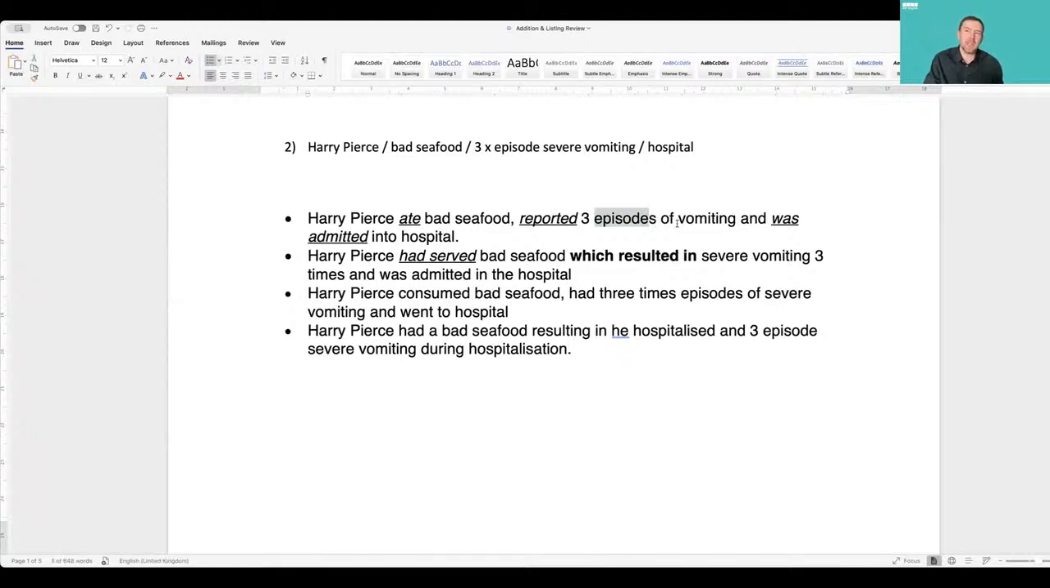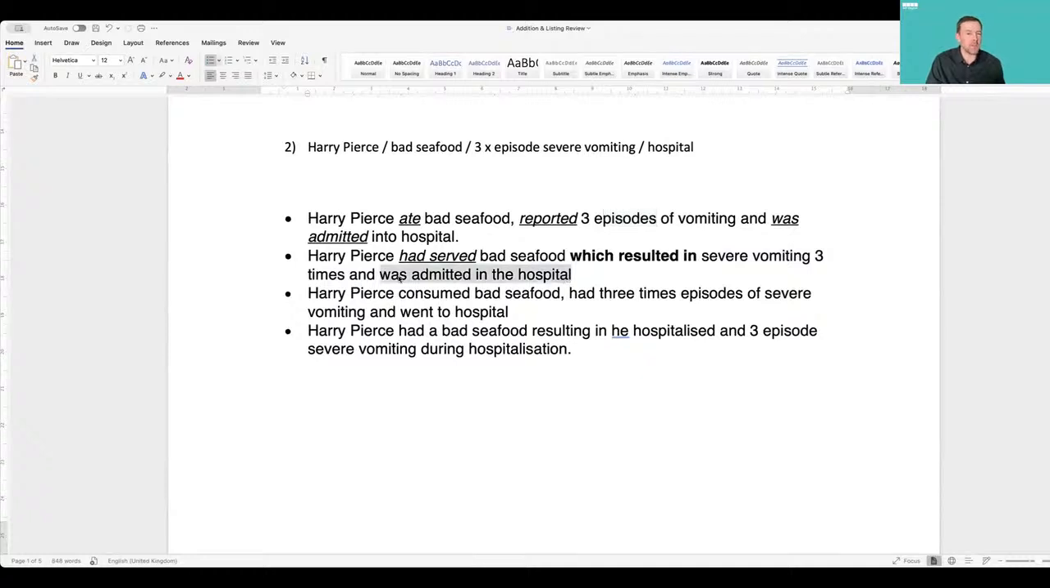An episode of vomiting, when I think of vomiting 3 times, it's like 1, 2. I think you get the picture. But episodes of vomiting, for me, gives a sense of maybe I woke up in the night and I threw up 3 or 4 times. And then in the morning, I woke up and I vomited 3 or 4 times. These are episodes, aren't they? So for me, severe vomiting 3 times seems a bit strange. It's not the same as episodes.